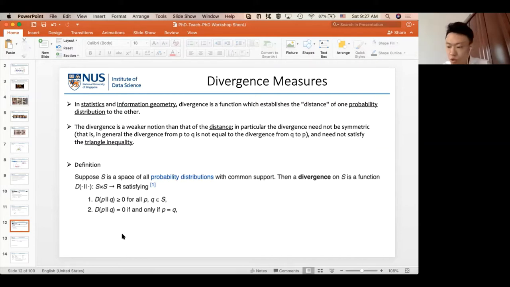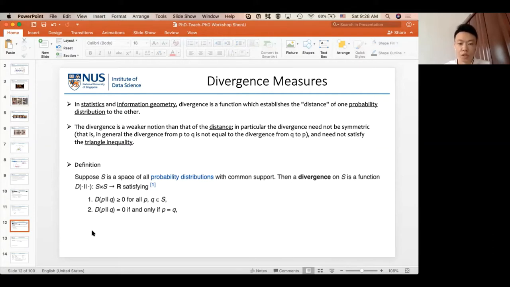Formally, we will introduce the definition of divergence. Suppose S is the space of all probability distributions with common support. The divergence on this space S is a function that takes two distributions from this space and outputs a scalar that satisfies the following two conditions. The first condition is that the divergence between any P and Q will always be non-negative. This makes it a good metric for us because it's always positive or zero, so you can see how close these distributions are. And this is well-defined. The second condition is that the divergence between P and Q will be equal to zero if and only if P equals Q.